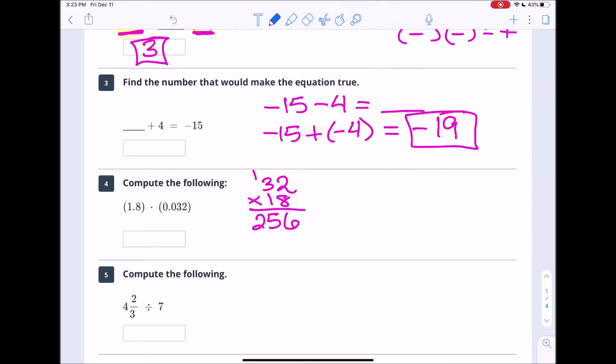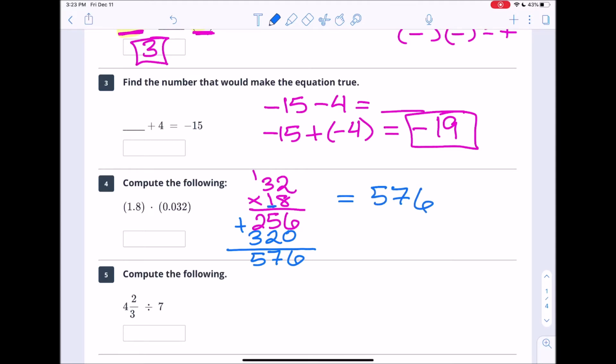Now I have to do the second number in the problem. Remember, we need the placeholder because that 1 is in the tens place, so I need to start the answer for the 1 in the tens place. 1 times 2 is 2. 1 times 3 is 3. I go ahead and add it together and I get 576. So this is going to equal 576.